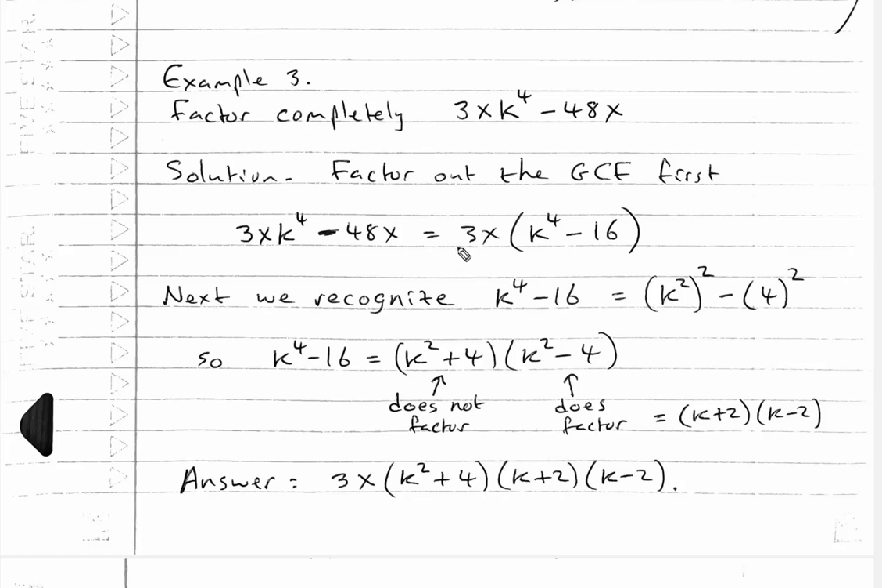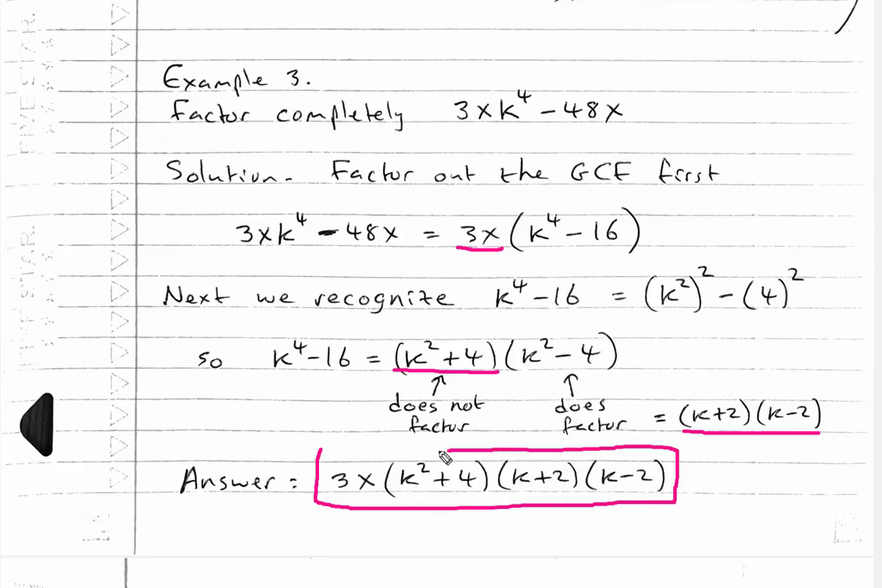Okay, so what have we found? We have this factor, we have this factor, and we have these factors. So altogether, this is our answer: 3x times k squared plus 4 times k plus 2 times k minus 2. So this had a lot of factors. This is it broken down into as many factors as possible.